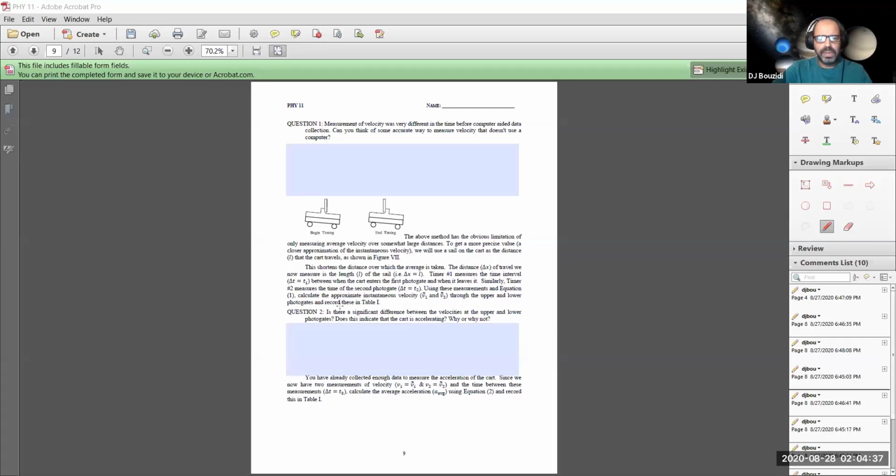Now, question two: Is there a significant difference between velocities at the upper and lower photo gates? Does this indicate that the car is accelerating? Why or why not? The only way to tell is by looking at your data. Is there a difference between them? Are they similar? Or is one of them bigger than the other? Why do you think so? Again, this is going to be coming from your own data. When you refer to data, please include the units, okay?